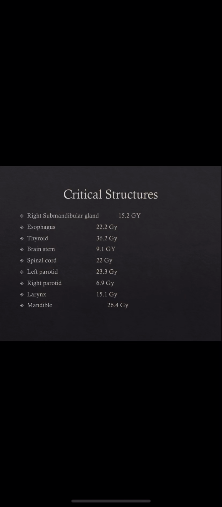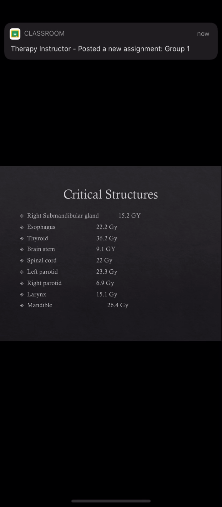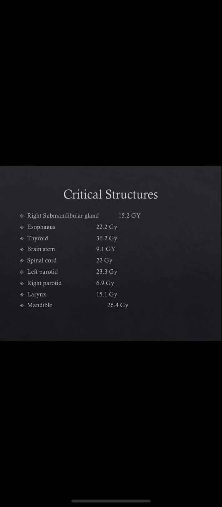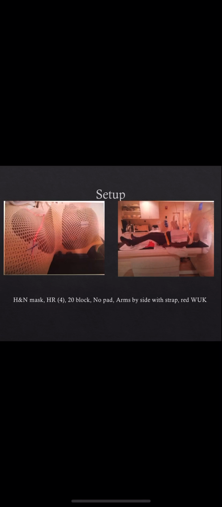The critical structures: the right submandibular gland was 15.2, esophagus 22.2, thyroid 36.2, brainstem 9.1, spinal cord 22, left parotid 23.3, the right 6.9, the larynx 15.1, and the mandible 26.4. This is her setup. She had a head and neck mask, headrest, no pad, arms by side with strap, and a red book.